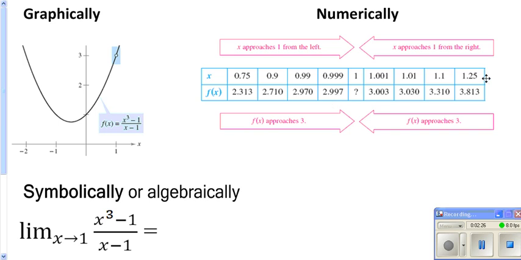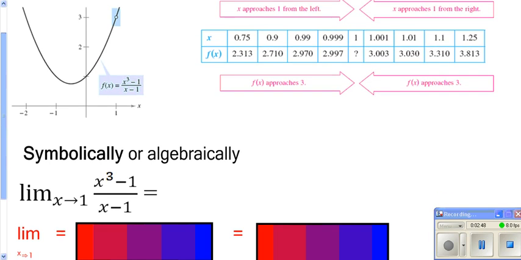You can also try numbers slightly above 1 and come back down closer and closer to 1, and that's what we're doing here on the right side. And you'll notice those values, as x gets closer and closer to 1, your y values get closer and closer to that 3. So graphically and numerically, we would say our limit is 3.